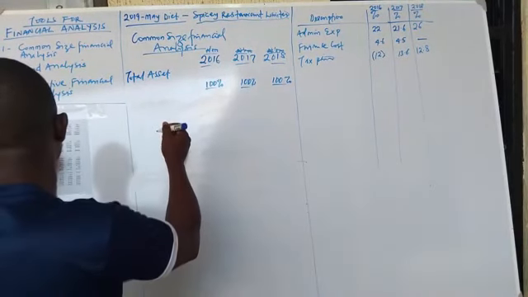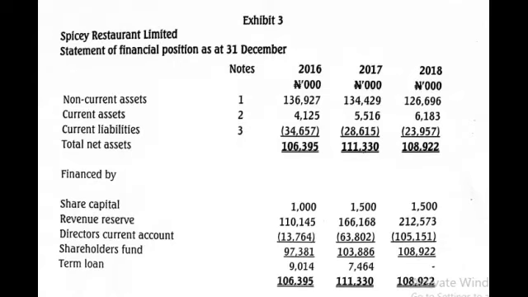Okay, for this case material that we're considering, what was the total asset that was given to us? Okay, let's trace it. We have non-current asset, current asset, current liabilities. Okay, the net asset is what? 106,395 for 2016. Then for 2017 was 111,330. Then 2018 was 108,922. Okay, so these are all right.